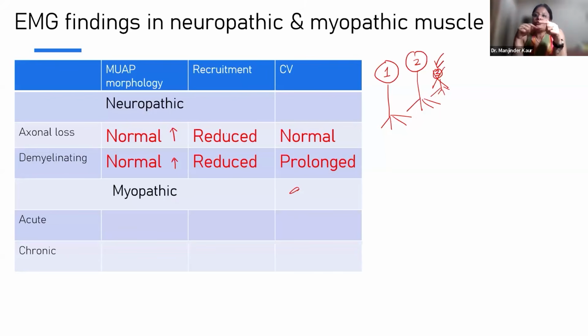Now, as I have told you, in neuropathic lesions, we have to do the conduction velocity also. In axonal loss, the conduction velocity will remain the same, though the amplitude of the voltage may become less, but it will be still transmitted to the muscle, right? But in demyelination, what is the difference between the conduction velocity of a myelinated nerve fiber and an unmyelinated nerve fiber? Which will conduct faster, myelinated or unmyelinated?